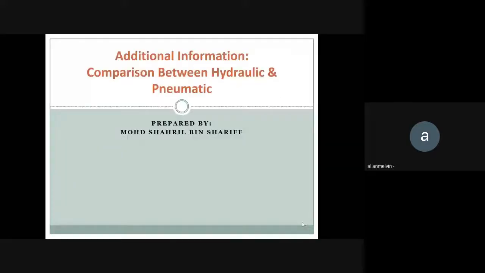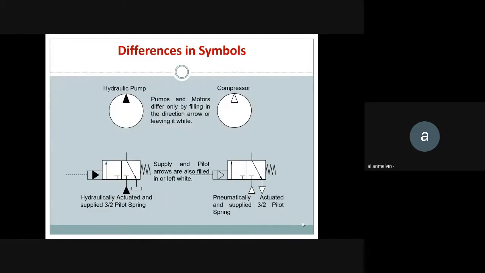Okay, so this additional information is more on the comparison between hydraulic and pneumatic. It's not in the syllabus, but I think there are some questions coming related to the comparison between hydraulic and also pneumatic, so I just include this. I already uploaded it in Google Classroom, so you can download it. It will be under chapter 10. Okay, so we will see some differences.